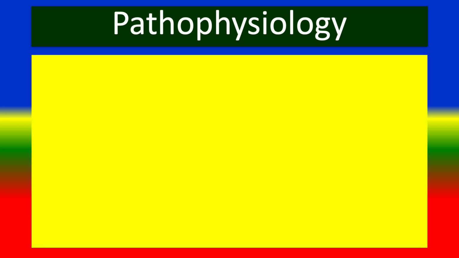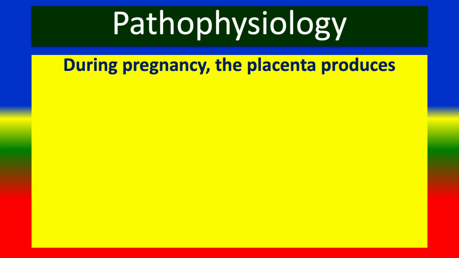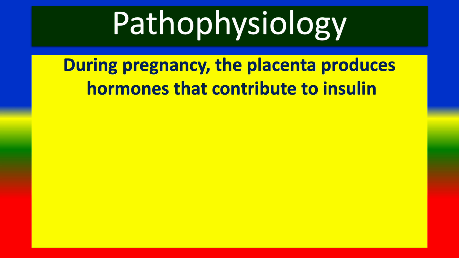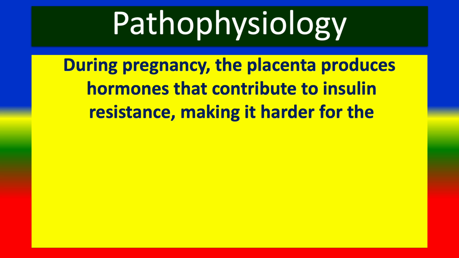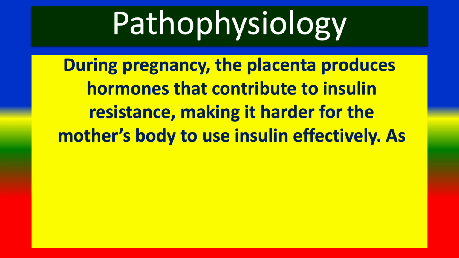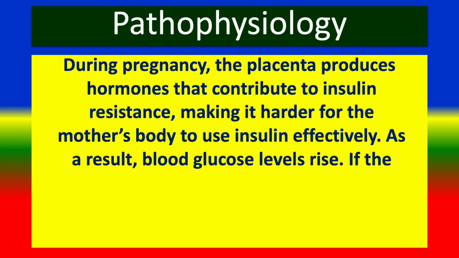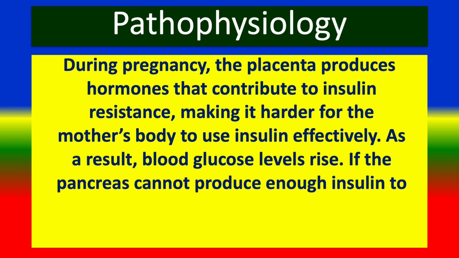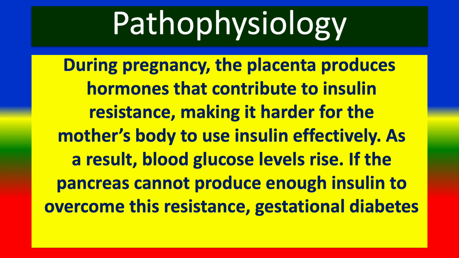Pathophysiology. During pregnancy, the placenta produces hormones that contribute to insulin resistance, making it harder for the mother's body to use insulin effectively. As a result, blood glucose levels rise. If the pancreas cannot produce enough insulin to overcome this resistance, gestational diabetes develops.